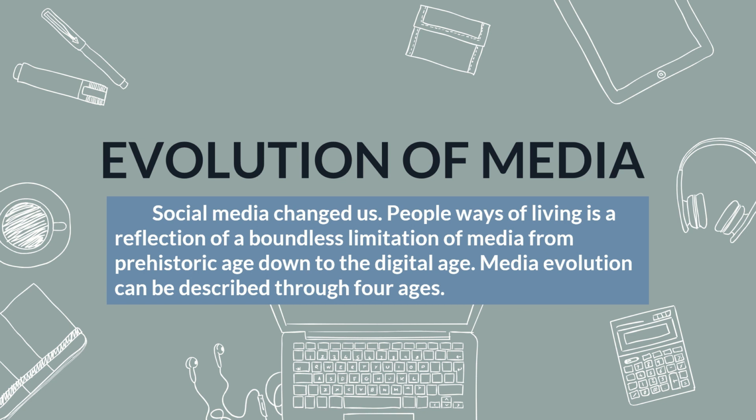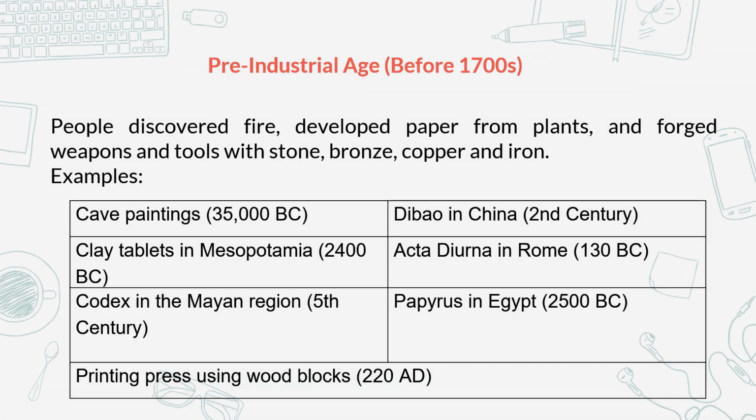So let's discuss the evolution of media. Social media changed us. People's ways of living is a reflection of boundless limitation of media from prehistoric age down to digital age. Media evolution can be described through 4 stages. So ito yung ating una, pre-industrial age. So this is before 1700.